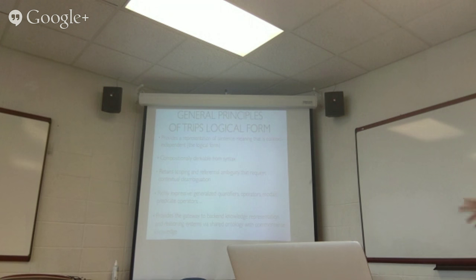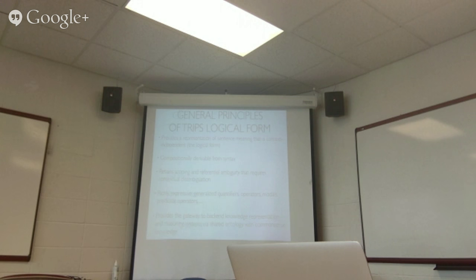What I mean is we derive it independent of context, primarily from the syntax and lexical structure, the generic ontology of language, nothing to do with the current situation. That's the idea. We retain scoping and referential ambiguity because that all requires contextual disambiguation. Again, that is not an aim of AMR. In fact, they don't encode quantifiers and things like that, as we'll see.